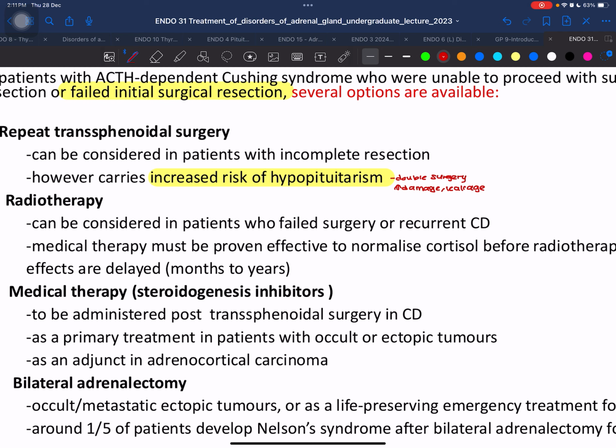Occult tumors, tumors that you know are present but somehow you are unable to localize via scans. You know it's present based on your biochemical investigations. But from scan or imaging, you are unable to localize the tumor. Sometimes they're very small, or even if you use radioisotope scans, the uptake is very little, so you can't distinguish it from the normal tissue, for example, occult tumors, okay? And you can use medical therapy as an adjunct in adrenocortical carcinoma in cancer patients, where surgery is not a treatment or has failed, for example.